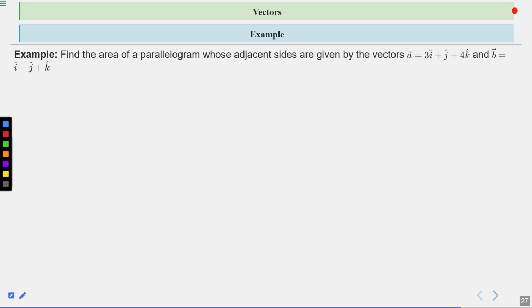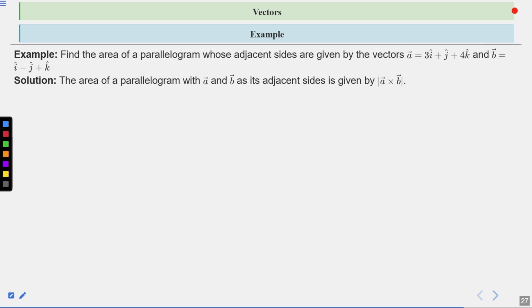Next question. Find the area of the parallelogram whose adjacent sides are given by the vectors a vector and b vector. So here you have to find the area of the parallelogram. Please find the answer. The area of a parallelogram with a vector and b vector as its adjacent sides is given by the cross of a vector and b vector, and then take the mod.